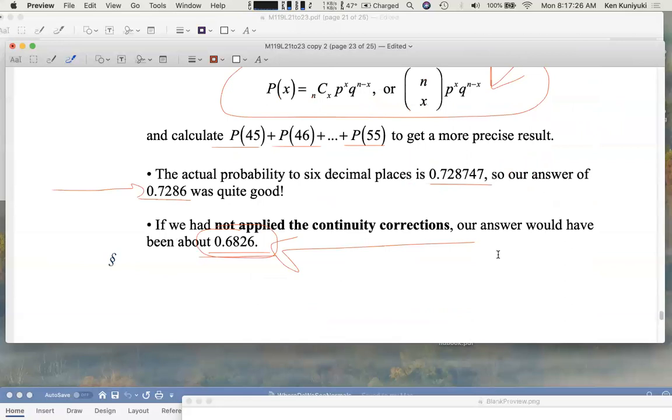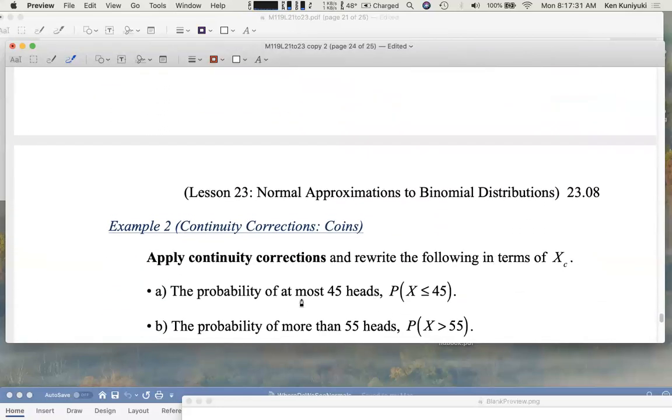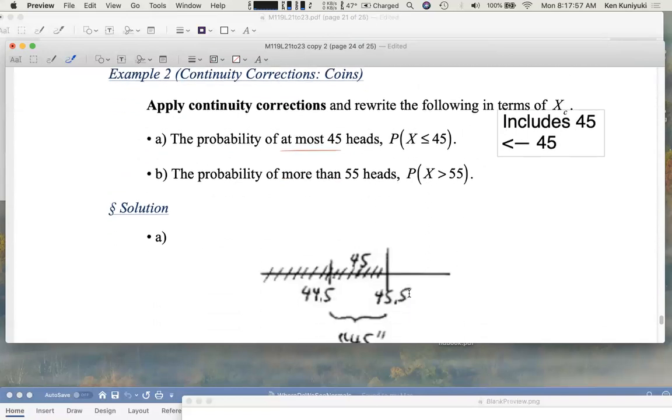All right. Now, what about other wordings? What if we wanted the probability, in example 2, what if we wanted the probability of at most 45 heads? Does at most 45 include 45? Yes, it does. It includes 45 heads. And do we go left or right? Do we want lesser values or greater values? We want lesser values. So we want 45 and we want lesser values.